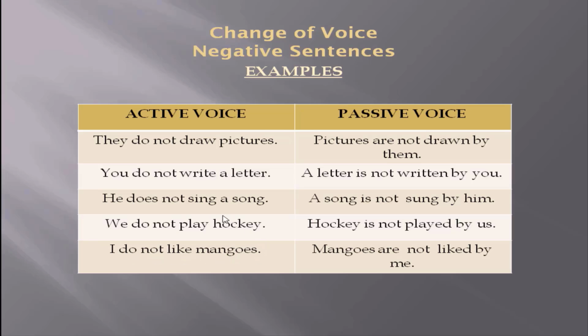As we have discussed before, in sentence number 1, they is subject, draw is verb, and pictures is object. According to formation, its passive voice will be as pictures plus are plus not plus third form of draw plus by plus them. The sentence will become pictures are not drawn by them.